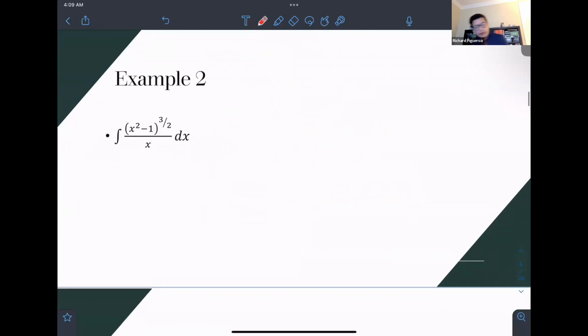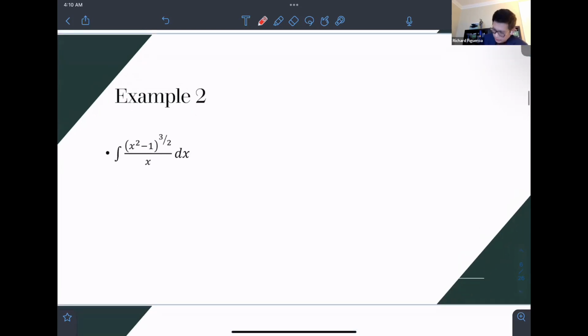For a second example, we have x squared minus 1 raised to 3 over 2, divided by x. It starts with x squared minus 1, so that means it resembles the format for secant. If it is minus, it's either sine or secant. If the constant is positive, that makes it sine. If the constant is negative, that makes it secant.